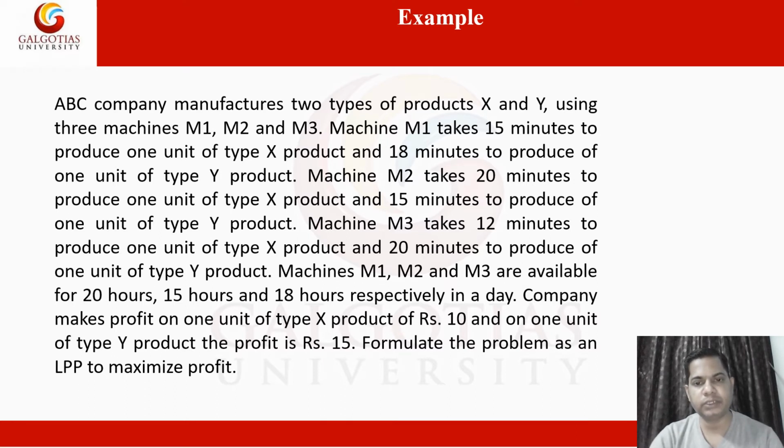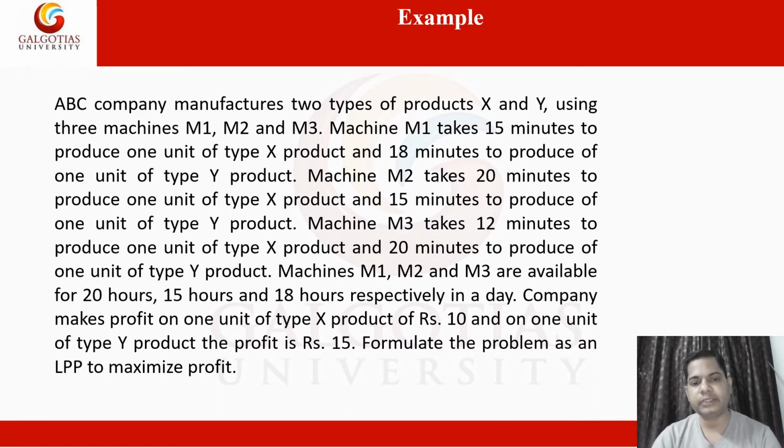Similarly, machine M2 takes 20 minutes for one unit of X, and 15 minutes to produce one unit of Y. Machine M3 takes 12 minutes to produce one unit of type X product and 20 minutes to produce one unit of type Y product. These machines M1, M2 and M3 are available for 20 hours, 15 hours and 18 hours respectively in a day. So from here we can see that the machines available to us in a day are 20 hours, 15 hours and 18 hours.